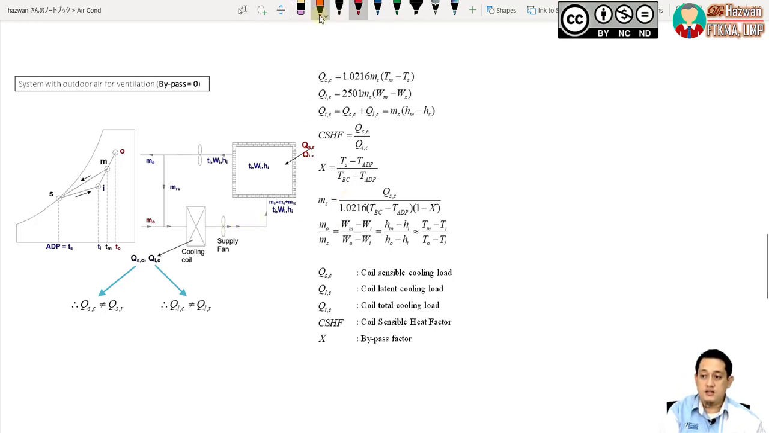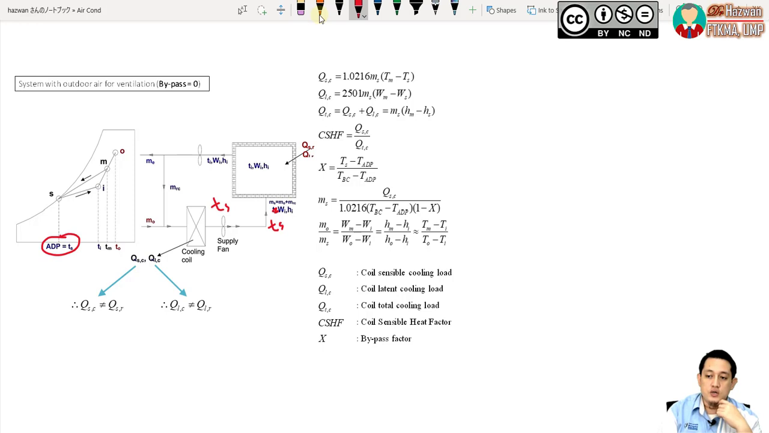So Ts is this one. Ts here, this one is wrong, so this one will be Ts. It is the temperature that is supplied to this room, the supply temperature. The supply temperature is Ts here.